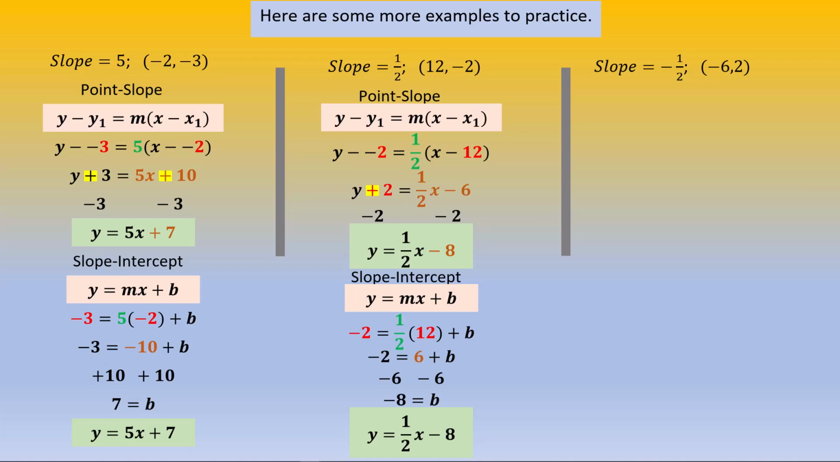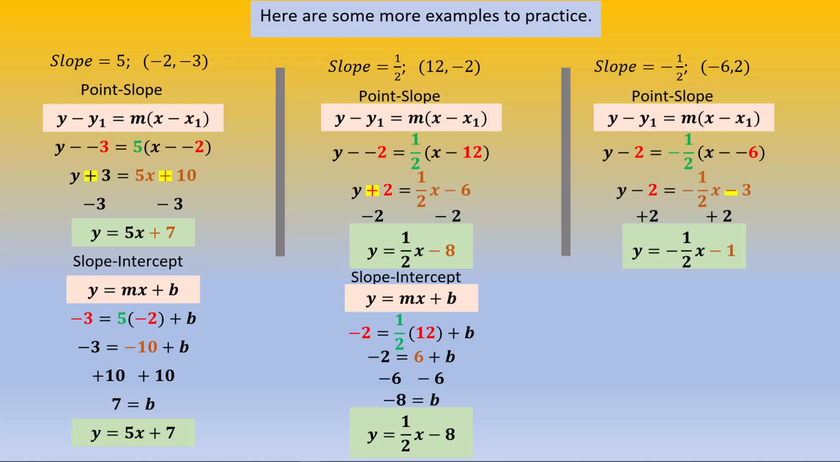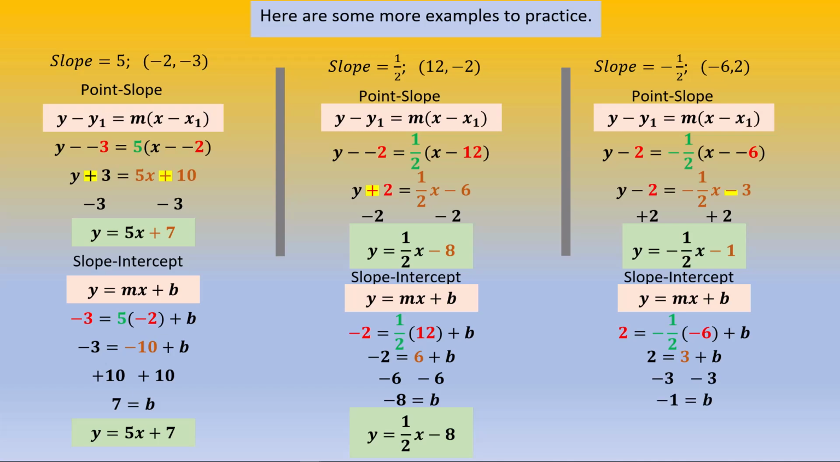In this third example, we work through the point-slope form, plug in the values, solve the process, and we end up with y equals -1 over 2x minus 1. For the slope-intercept form, we plug in the values, solve for b, and we get the same equation.